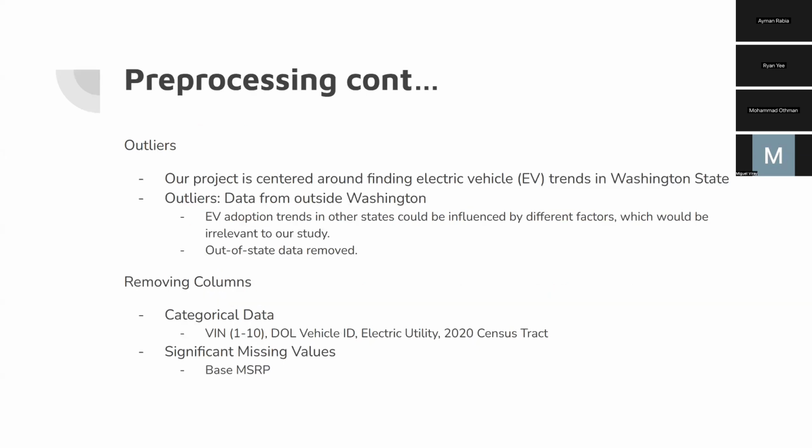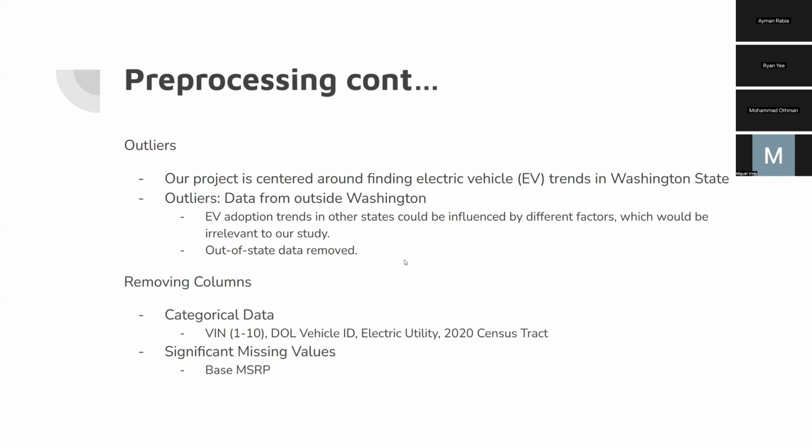Next. Now, for outliers, since our project is centered around electric vehicle trends in Washington State, there were actually entries or rows where the state was outside of Washington. So since we're trying to find trends in Washington State, we removed any row that was not Washington for the state column.